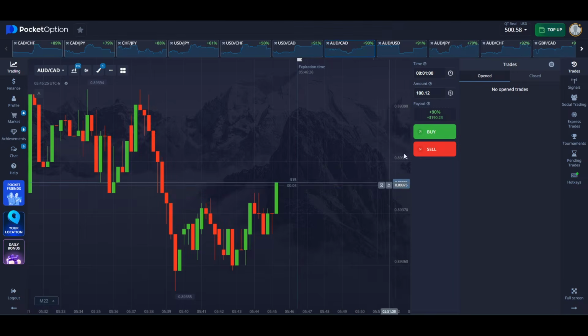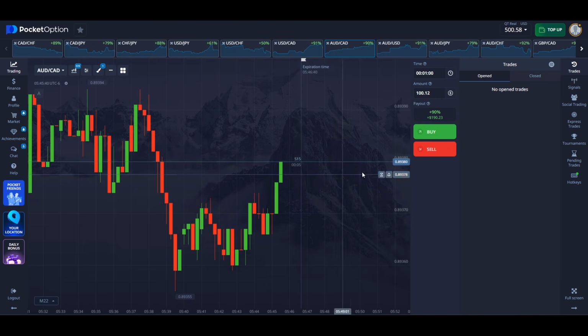First, I want to open my trade at 20%. That's $100.12. That's about the level of risk per trade I want to set for this video. Next, I'll show you how you can place even bigger amounts without taking on too much risk.